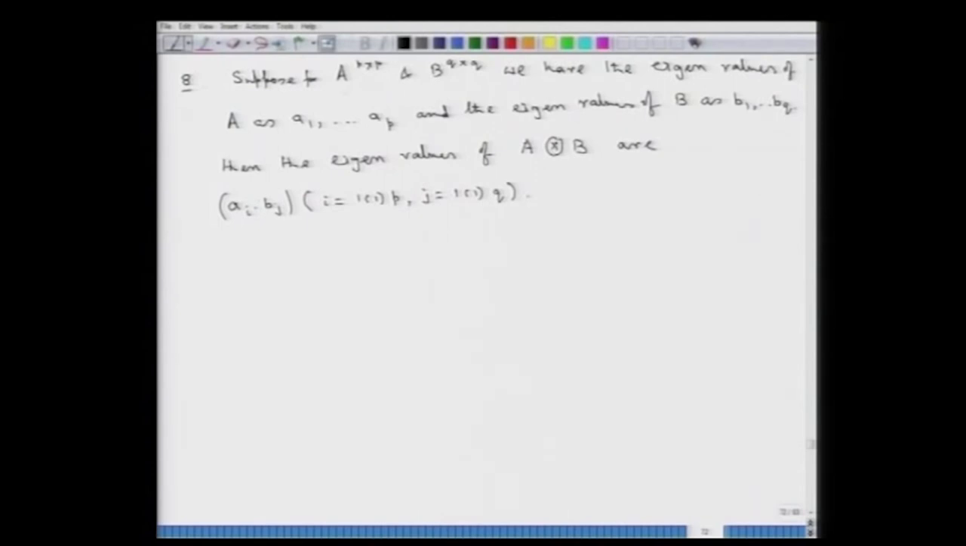Now, note that if we have A to be positive definite, B to be positive definite, and so will be the A Kronecker product B matrix, because each of these eigenvalues, if A is positive definite, are greater than 0, and if B is positive definite, B1, B2, BQ are also greater than 0, and hence these products AI times BJ, which are the eigenvalues of the A Kronecker product B matrix, are also going to be strictly greater than 0.